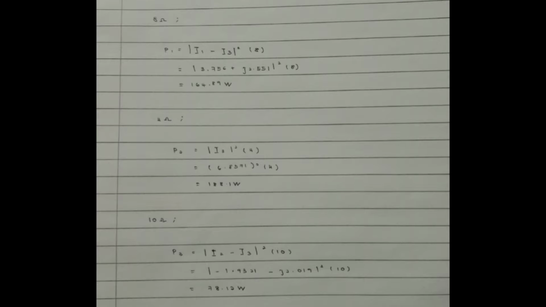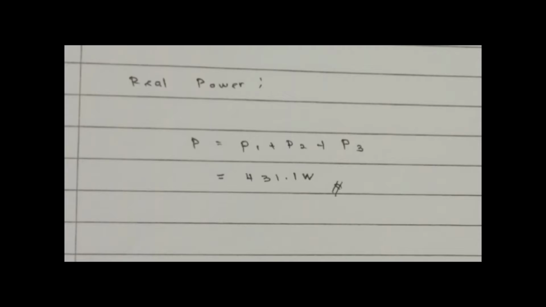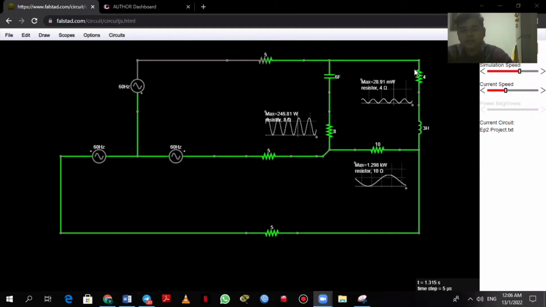Then I calculate the average power absorbed by the 8 ohm resistor for P1, the 4 ohm resistor to find the value of P2, and the 10 ohm resistor to find the value of P3. Lastly, to find the total real power absorbed by the load, we have to combine P1 plus P2 plus P3, and the answer is 431.1 watts.